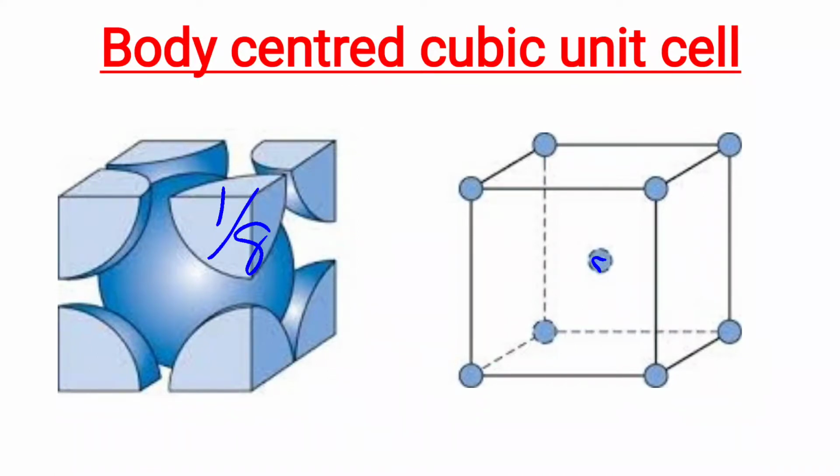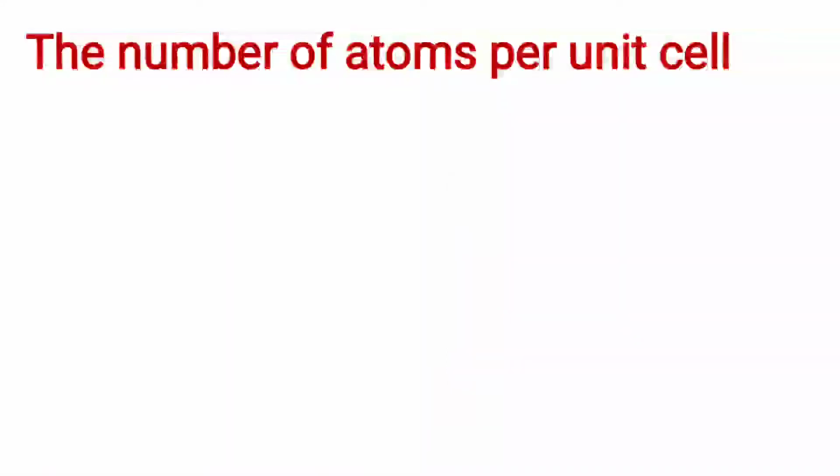So when you take all the corner atoms put together, the total you get will be 1. Okay, keep that aside. And you have one atom at the center. See, an atom which is at the center of a unit cell is not shared with any other unit cell. It belongs entirely to that given unit cell. So we are not going to count a portion of it, rather the whole of it belongs to that unit cell.